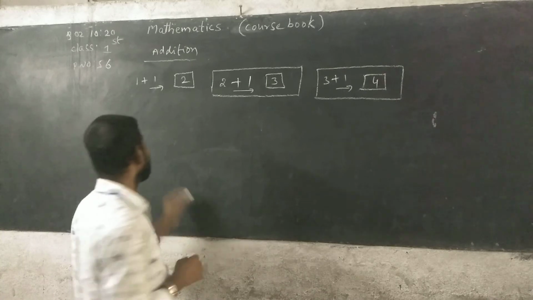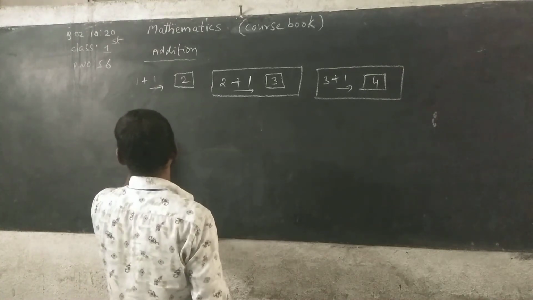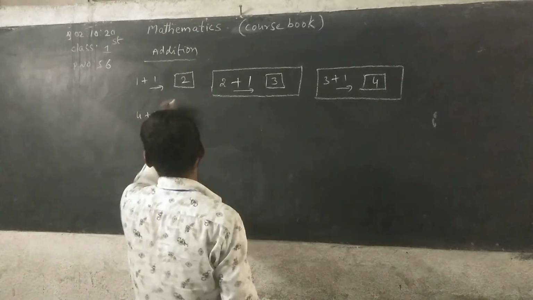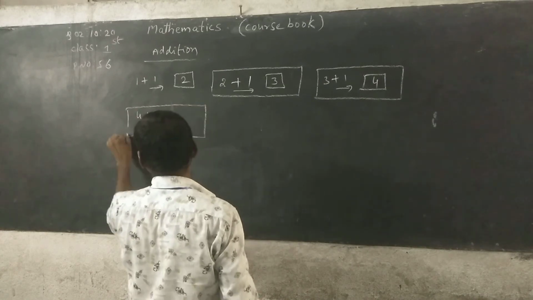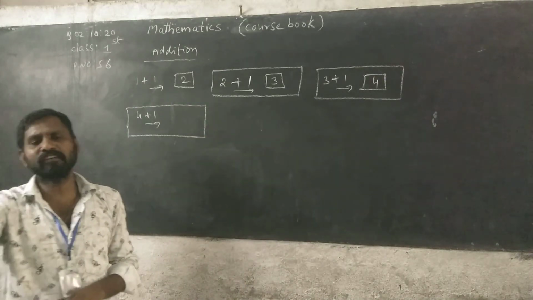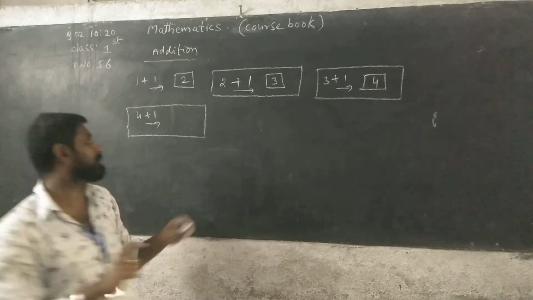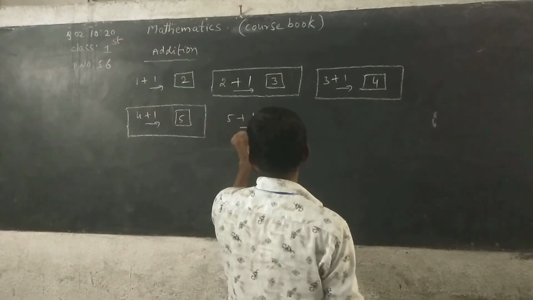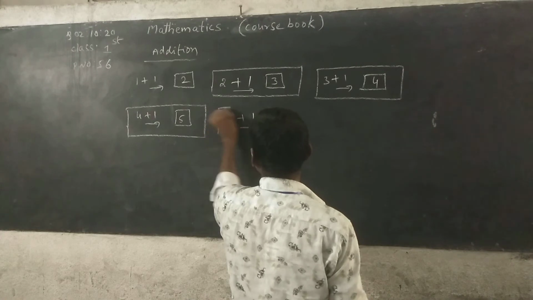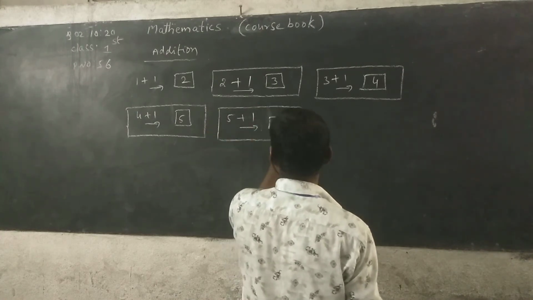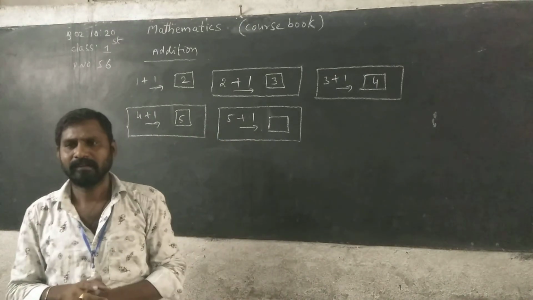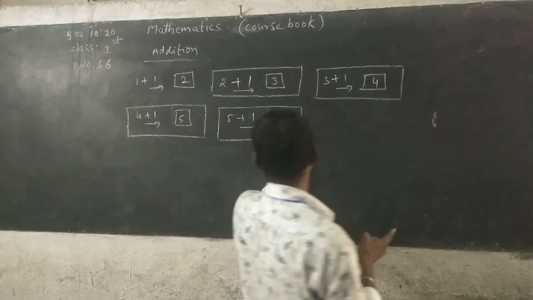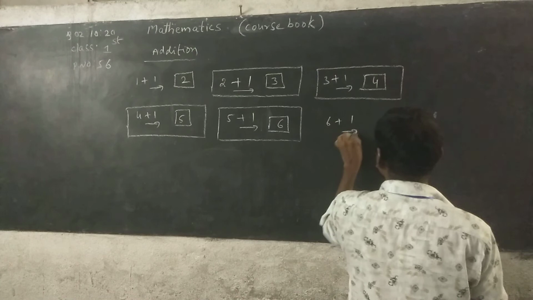Now next, 4 plus 1. What do we get by 4 plus 1? Keep 4, the bigger number, in mind, and take one finger in your hand. After 4 comes 5. So you get 5. Next, 5 plus 1. Here the bigger number is 5. Keep it in your mind, and 1 in the hand. So you count after 5: 5 plus 1 is 6.